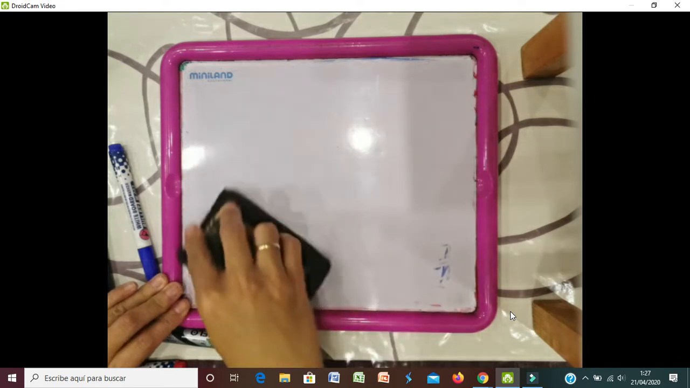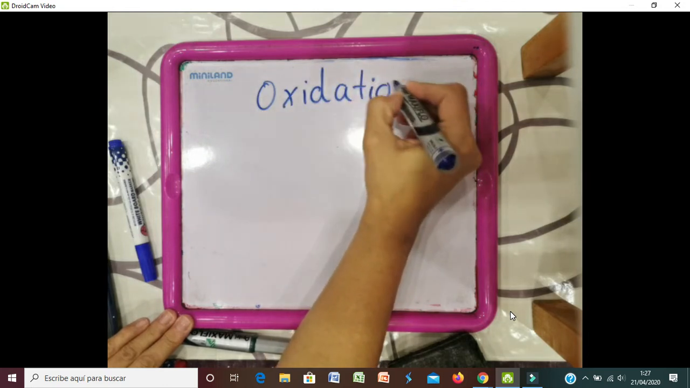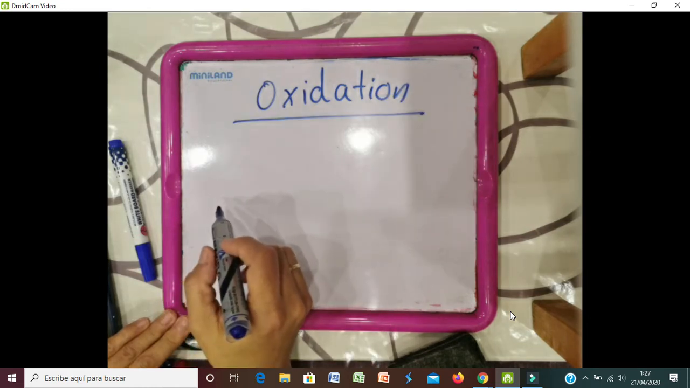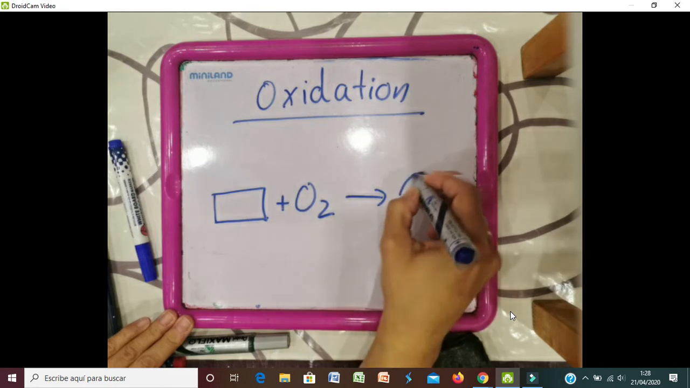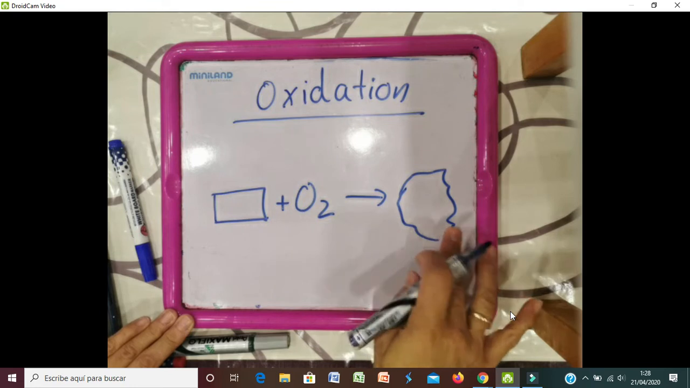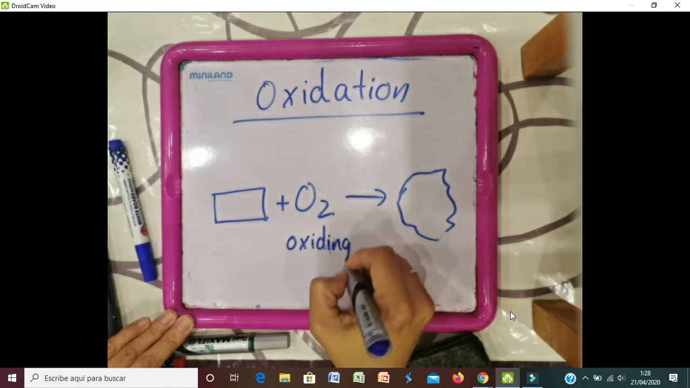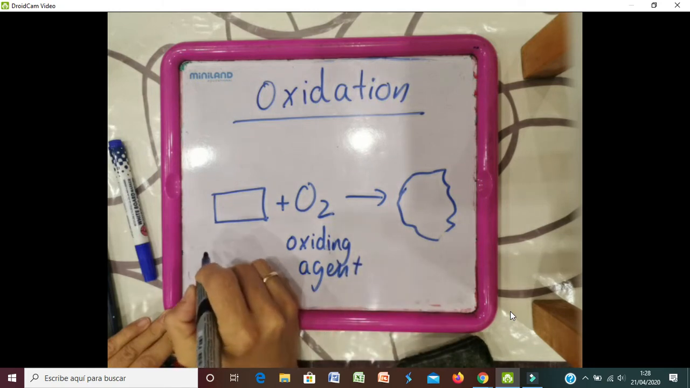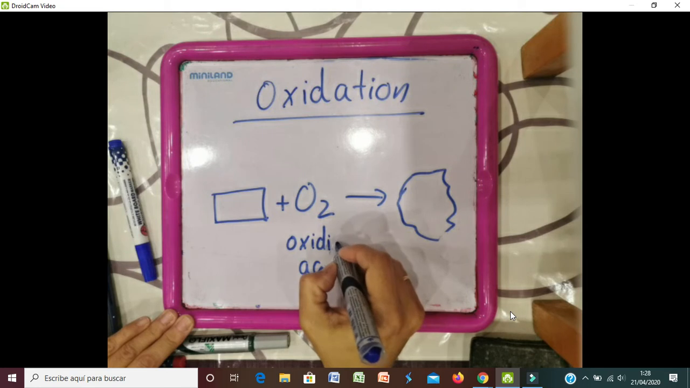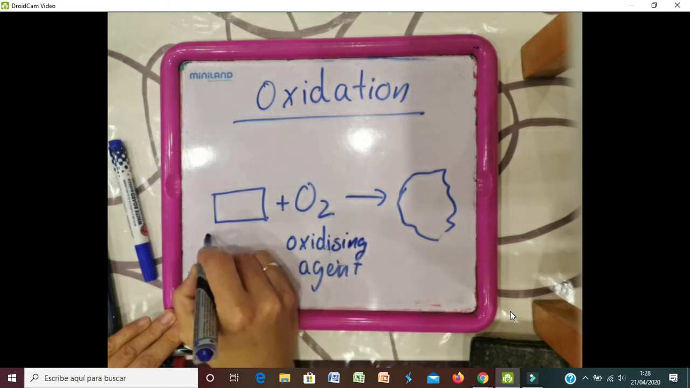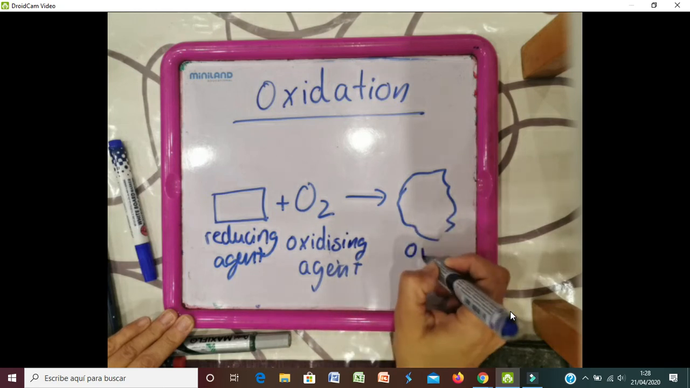That is called oxidation. So, what is this reaction? Oxidation is a reaction that happens to a surface in contact with the oxygen. It's not a combustion. So we have something here, then we have oxygen, and then we have a different substance. This will be the oxidizing agent. Here we have the reducing agent, and we have here something that is oxidizing. So we have here the oxidation.